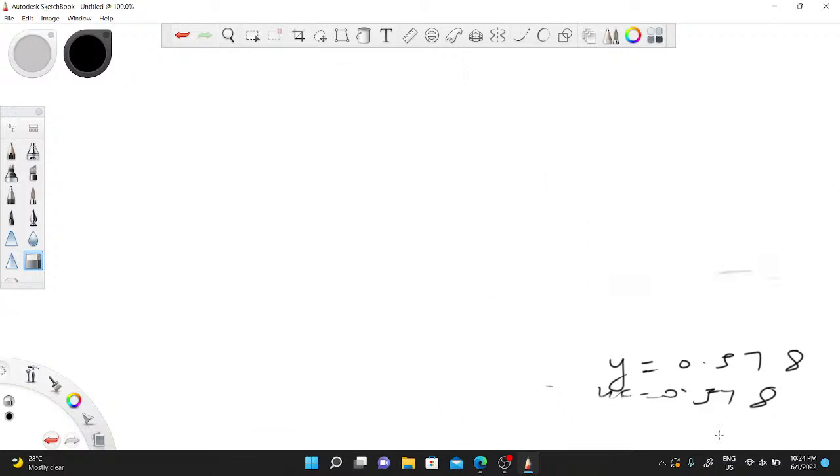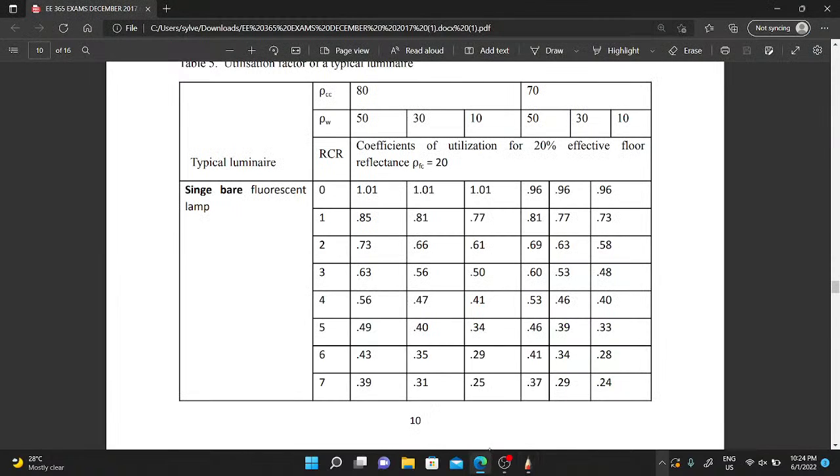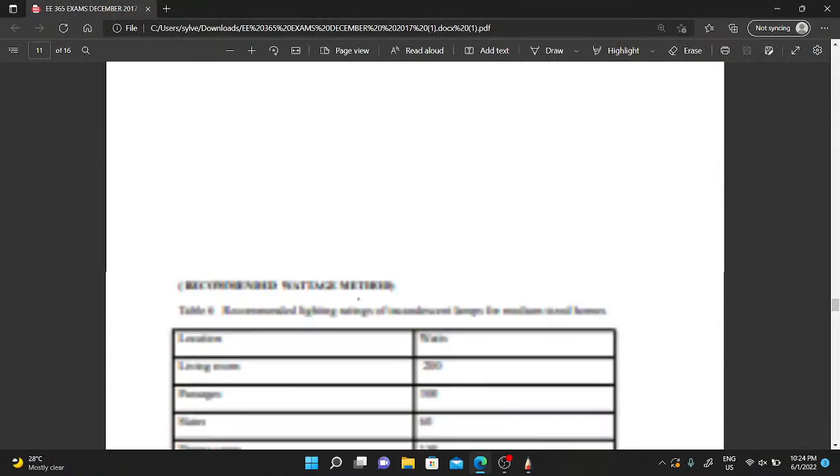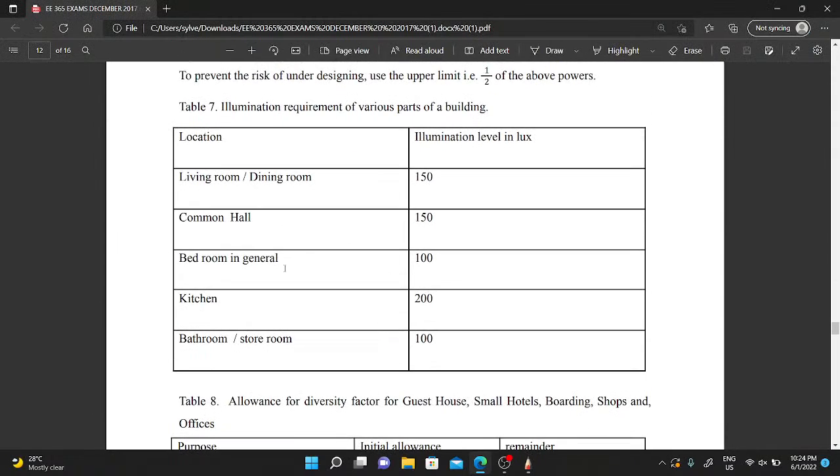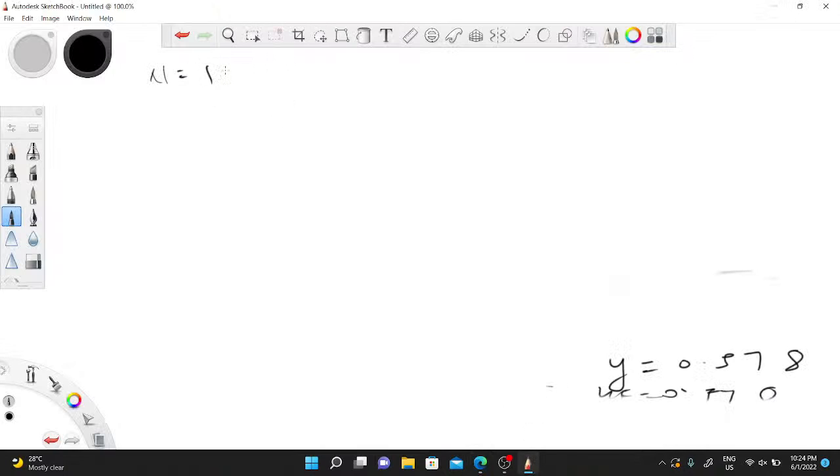So our number of lamps is given by E. We check the illumination table, table 7, I guess. Yes, illumination for living and dining room is 150. So 150 times the area. The area was what?